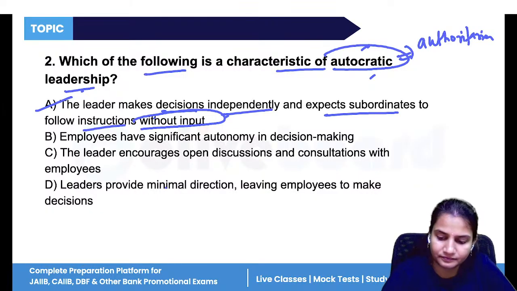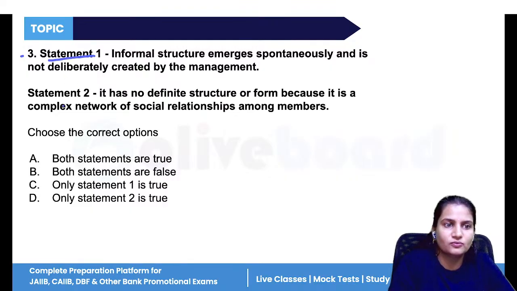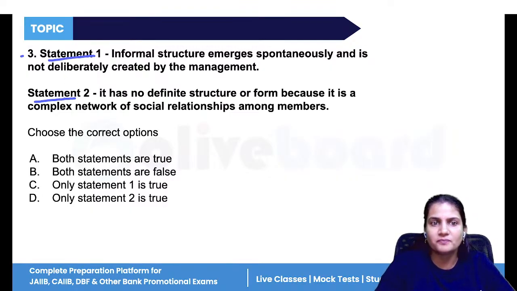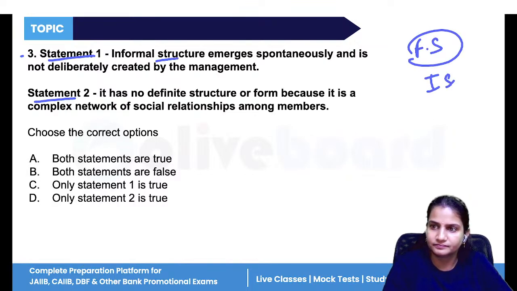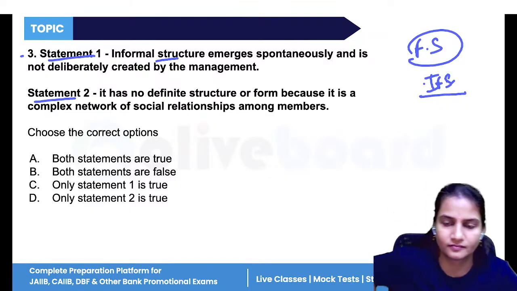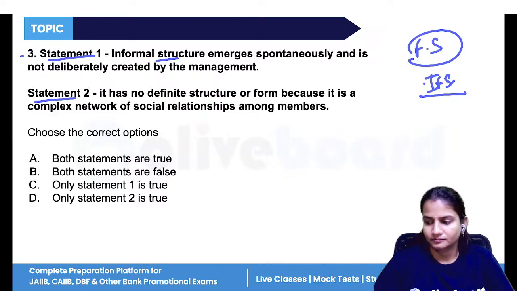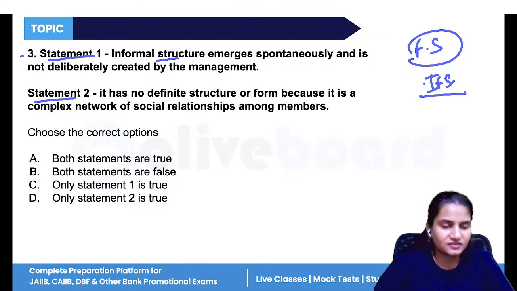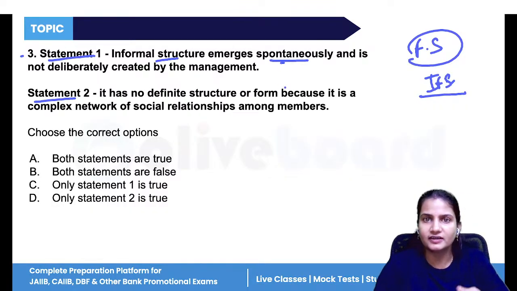Done. Now next, question number 3, two statements are given. It is from the informal structure. So there is an informal structure, and there is also a formal structure. What does the first statement say? That informal structure emerges spontaneously. Yes, informal structure does not emerge deliberately, it emerges spontaneously.